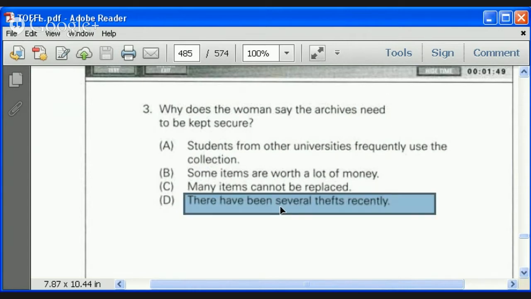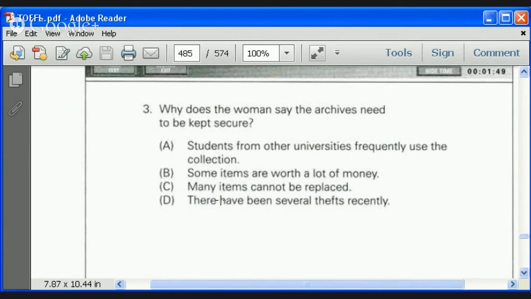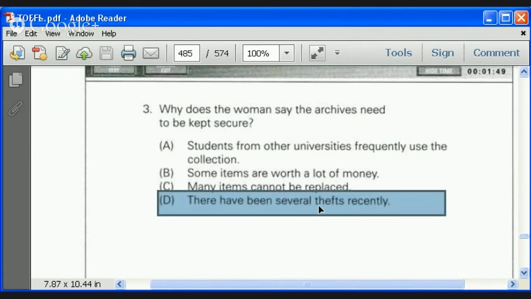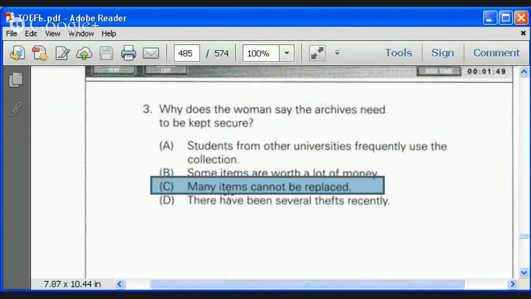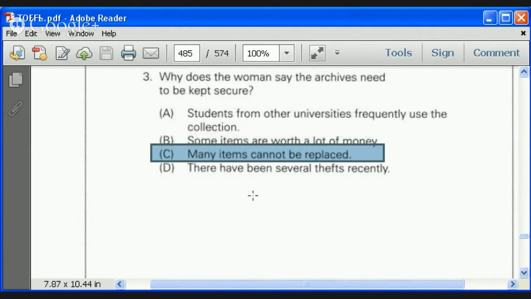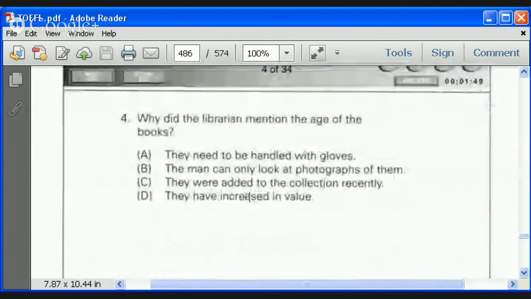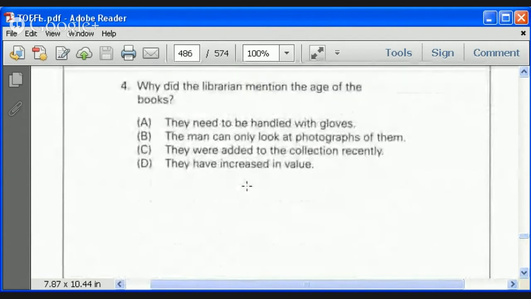There have been several thefts recently. There was nothing about thefts at all. So, okay, another one of their fake answers, a fake answer that was not mentioned at all, not even remotely. So, C. Okay. Again, that was pretty easy, just using process of elimination. I didn't know immediately from my notes, but didn't need them.